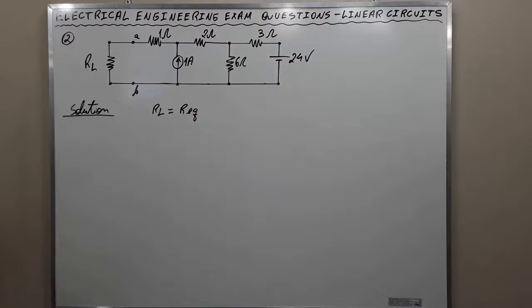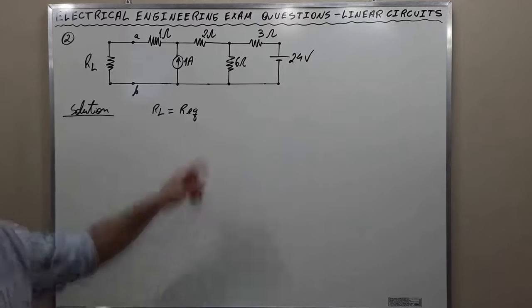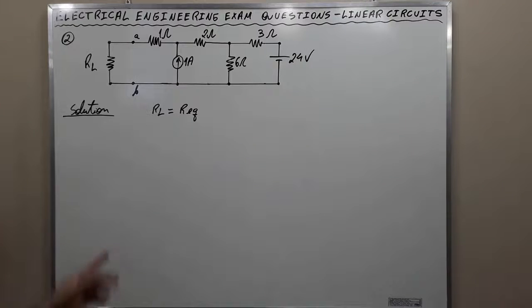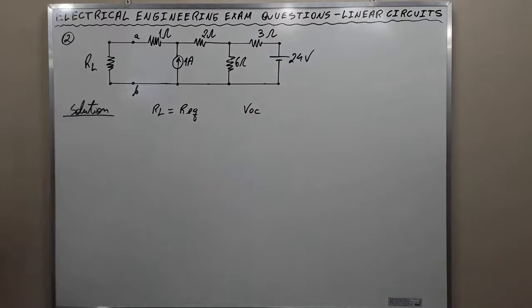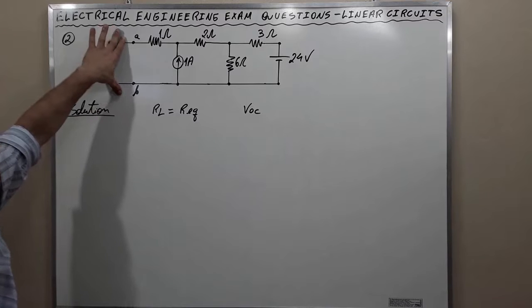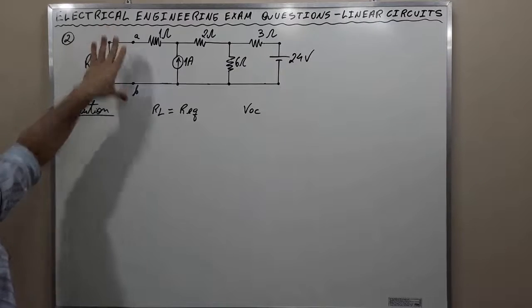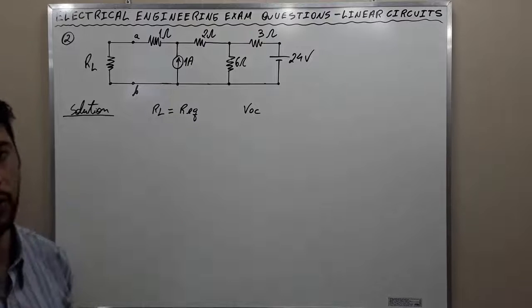Okay? And how do we get this? The equivalent resistance. To find the equivalent resistance, we are going to use Thevenin's equivalent circuit. And to come up with Thevenin's equivalent circuit, we have to calculate the open circuit voltage. Okay? We are going to open the circuit here, and we are going to calculate the open circuit voltage.